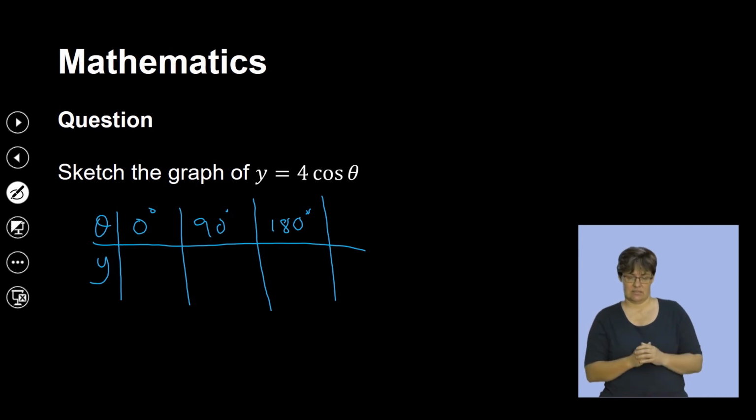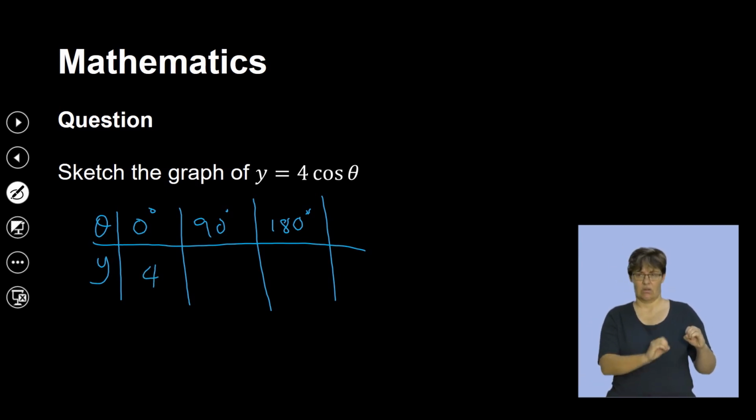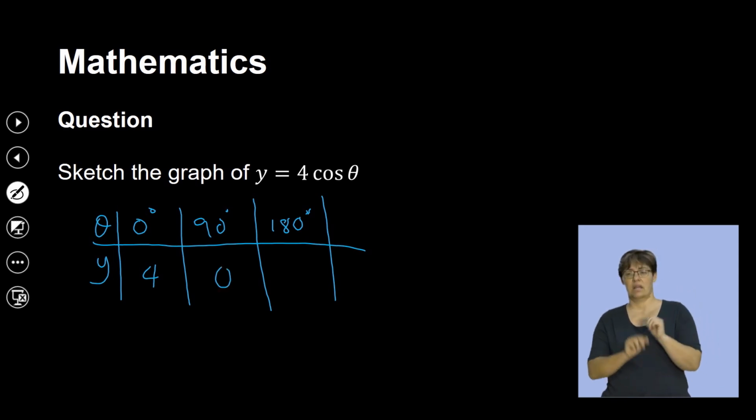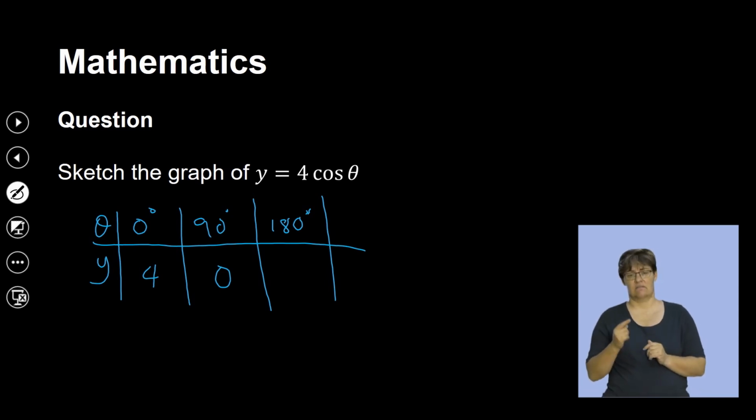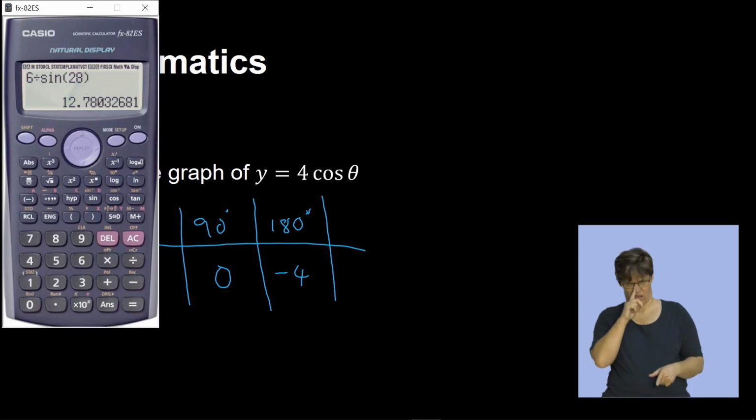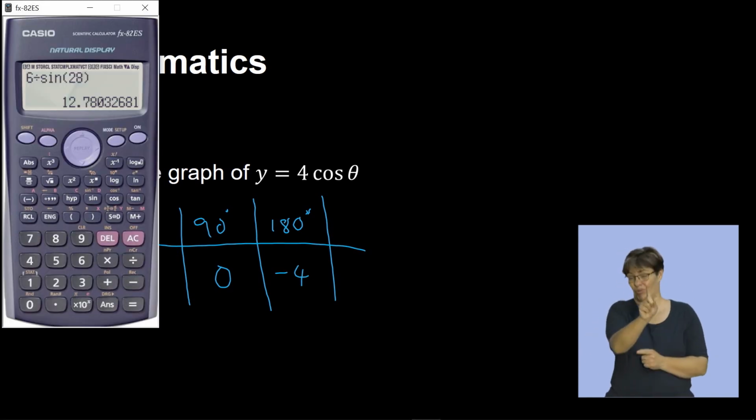When this is 0, we know that the answer here is going to be 4. When it's 90, the answer is going to be 0, because cos of 90 is 0. 4 times 0 is 0. At 180, cos of 180 is minus 1, times the 4 will be minus 4. I think maybe you will be thinking I'm making these numbers up. Let me just show you guys.